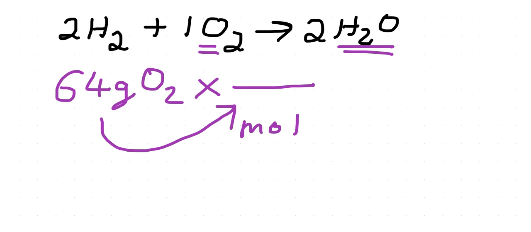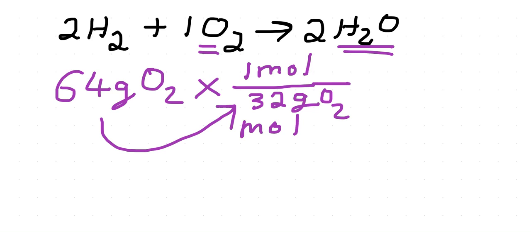We are going to use the inverse of molar mass. Oxygen's molar mass is 32 grams of oxygen in 1 mole of oxygen. You always want to include a unit and a substance. At this point what we have is moles of oxygen, so I cancel out the units that I don't need. I'm being asked for moles of water, so I'm not done yet.